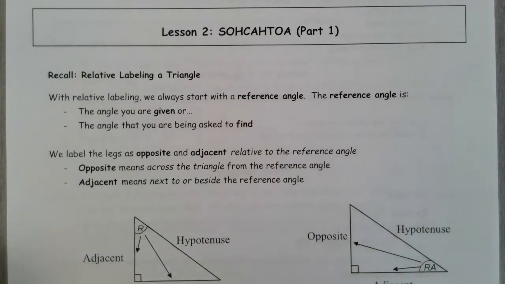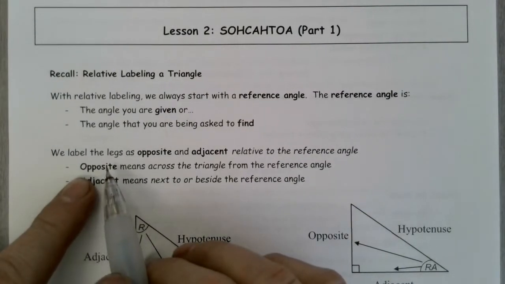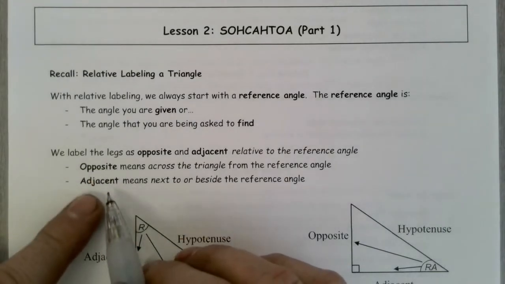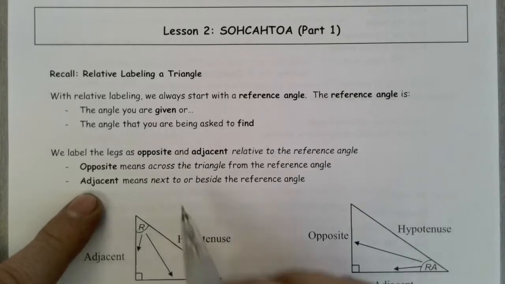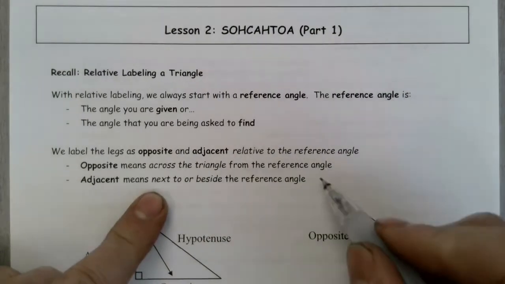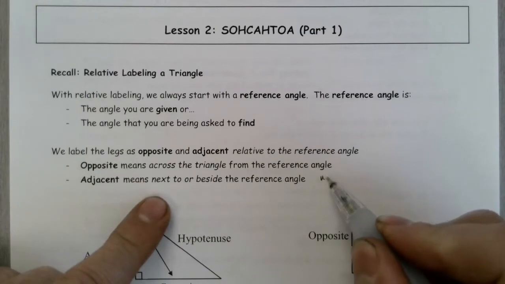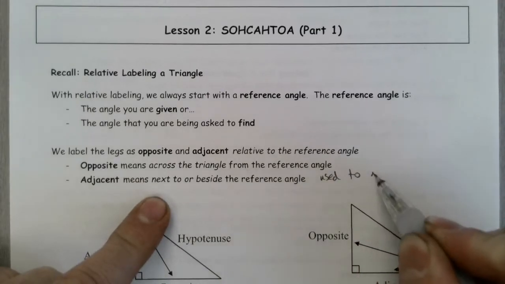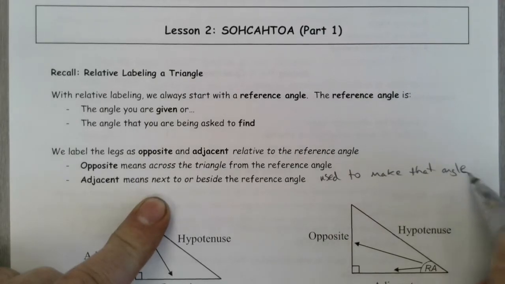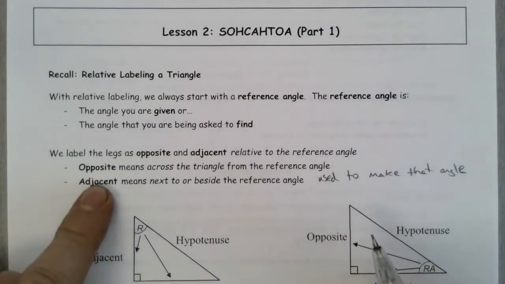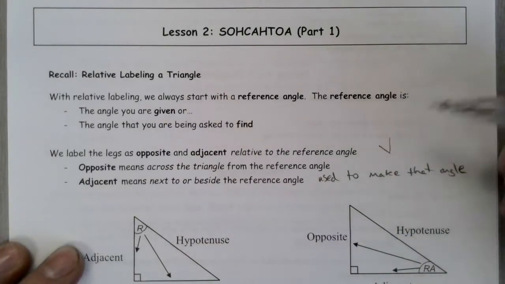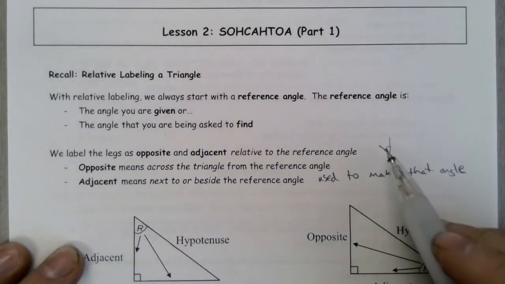But when we talk about the other sides here, a side can be opposite the angle that we're given, or it can be adjacent to the angle that we're given. Now, when we say adjacent, we mean next to or beside. Basically, it is used to make that angle. Okay? The opposite side is not being used to make that angle. Remember, every angle that you draw there, you're going to have to draw two lines.